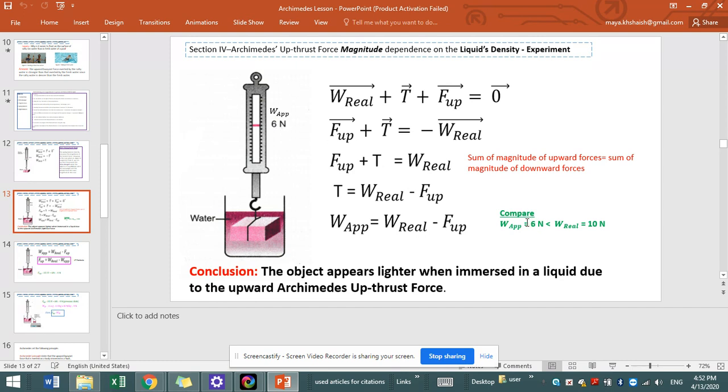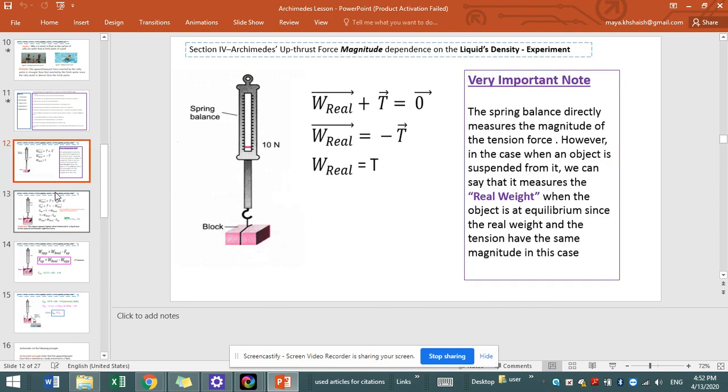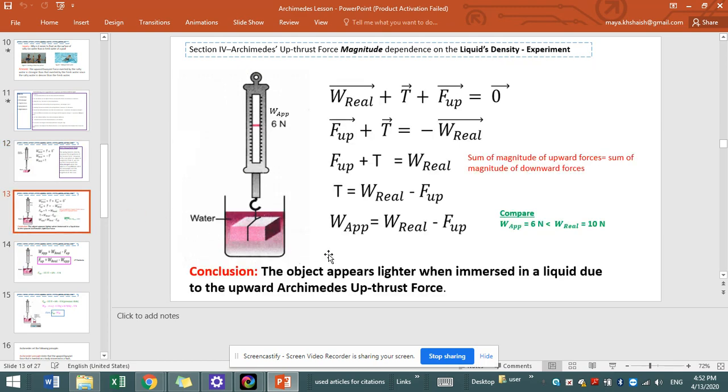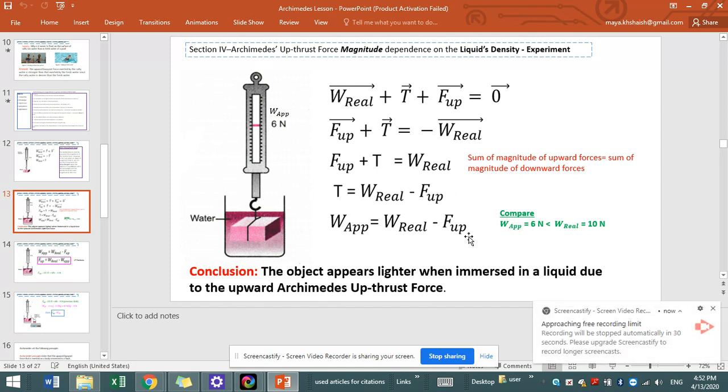So here as a comparison, the apparent weight, which is 6 Newton, is less than the real weight, which was 10 Newton when being suspended in air. As a conclusion, the object appears lighter when immersed in a liquid due to what? Due to the upward force, which is the Archimedes upward force. So apparent weight is always less than the real weight because it is equal to real weight minus the upward force, and when we subtract, this means that we are decreasing the quantity.